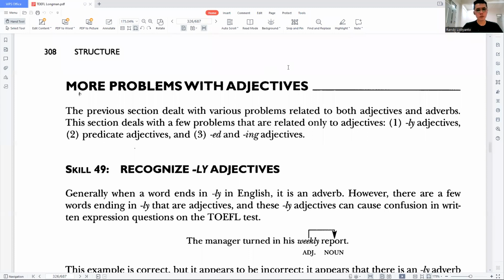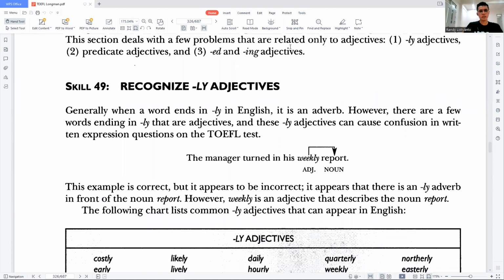Okay, here. More problems with adjectives. The previous section dealt with various problems related to both adjectives and adverbs. This section deals with a few problems that are related only to adjectives. Three skills: the first is ly adjectives, then predicate adjectives, and then ed and ing adjectives.